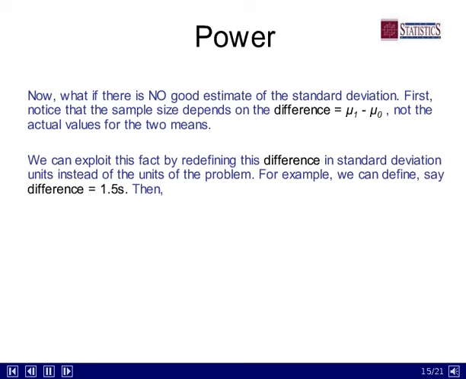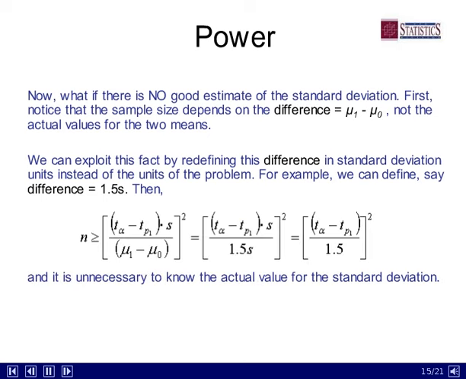So we can exploit this fact by redefining the difference in standard deviation units instead of units of the problem. So instead of picking the 22, what we can do is say, well, what if we shift 1.5 standard deviations? Now, I don't know what that's going to be. It might be 22, might be 26, might be 21. I don't know because I don't know S. Well, but I know if I shift 1.5 standard deviations from my target, I probably should stop that and figure out what's wrong. I'm just using 1.5 as an example. We could use any number of standard deviations that we want.